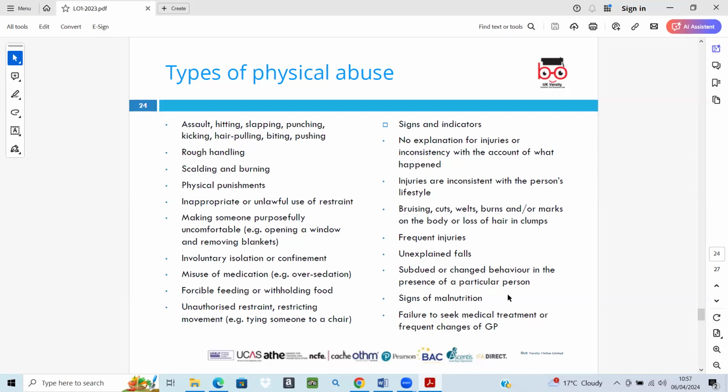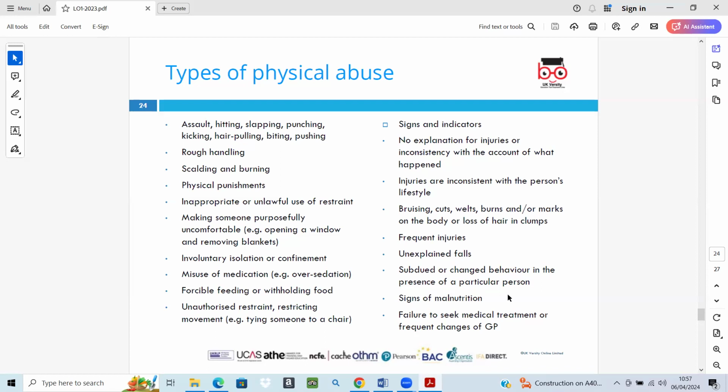normal life activity or lifestyle, something like that. Then bruising, cuts, welts, burns, marks on the body that indicate physical harm. Then we have frequent injuries. The person has a history of frequent or unexplained injuries. So again, we need to look for the signs and indicators.